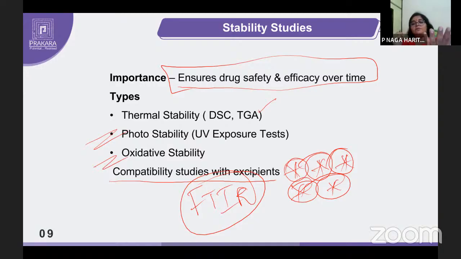So when you take the FTIR of the pure drug, and also when you take the FTIR of the drug that is mixed with the physical forms of the excipients, you should not see drastic changes, or you should not see major changes in the IR spectra of the functional groups of the drug. If you are seeing a major difference, then it is considered that there is an incompatibility between the drug and the excipient. In that way, we use FTIR techniques in order to determine the drug excipient compatibility.